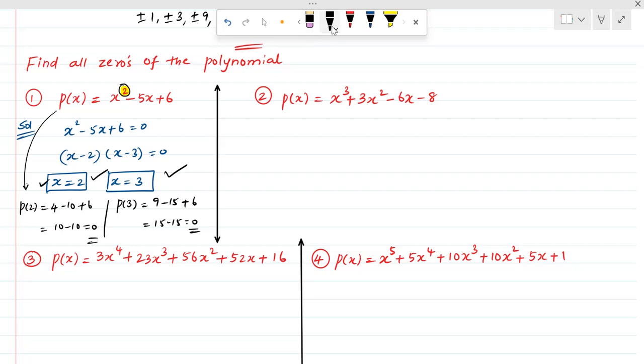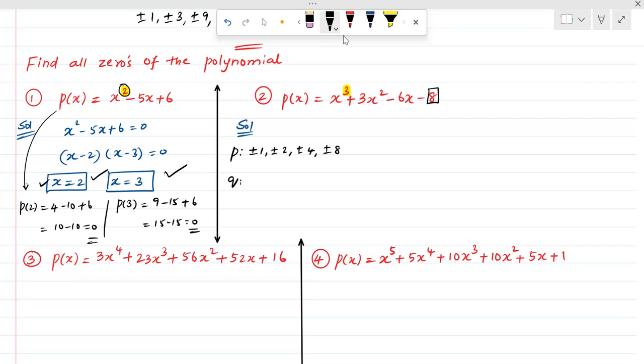Similarly, we can calculate the next one. Here the degree is 3, therefore you will get 3 zeros. How will you find these 3 zeros? The best way is to go with synthetic division. First I write all the possible zeros. What is P? A factor of 8. So what are the factors of 8? 1, 2, 4 and 8.